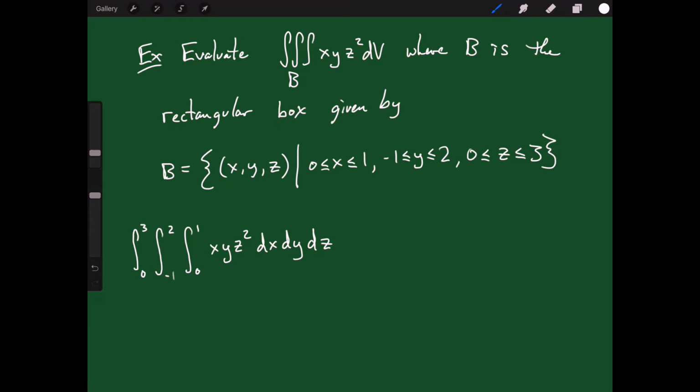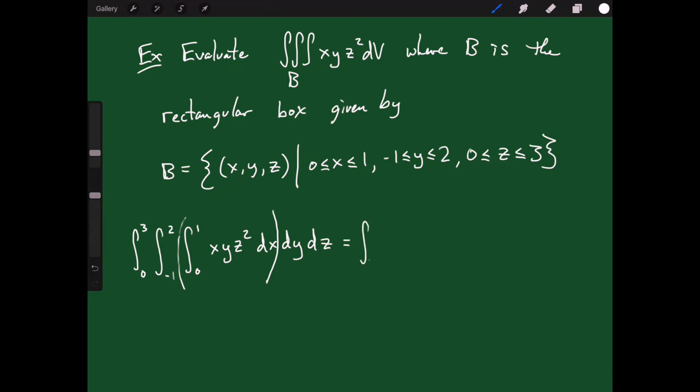So remember, this is just the same as when we did our double integrals. We just take it one step at a time, and anything that isn't the variable that I'm integrating with respect to, I'm just going to treat as a constant. So first I want to look at this integral, and the variable that I'm going to be integrating with respect to is x. So I want to take the antiderivative of xyz squared with respect to x.